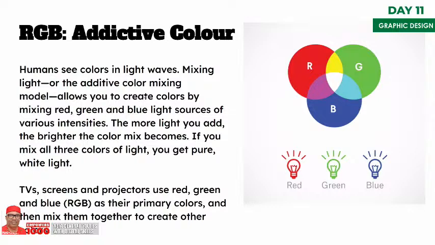Humans see colors in light waves. Mixing light, or the additive color mixing model, allows you to create colors by mixing red, green, and blue light sources of various intensities. The more light you add, the brighter the color mix becomes. If you mix all three colors of light, you get pure white light.